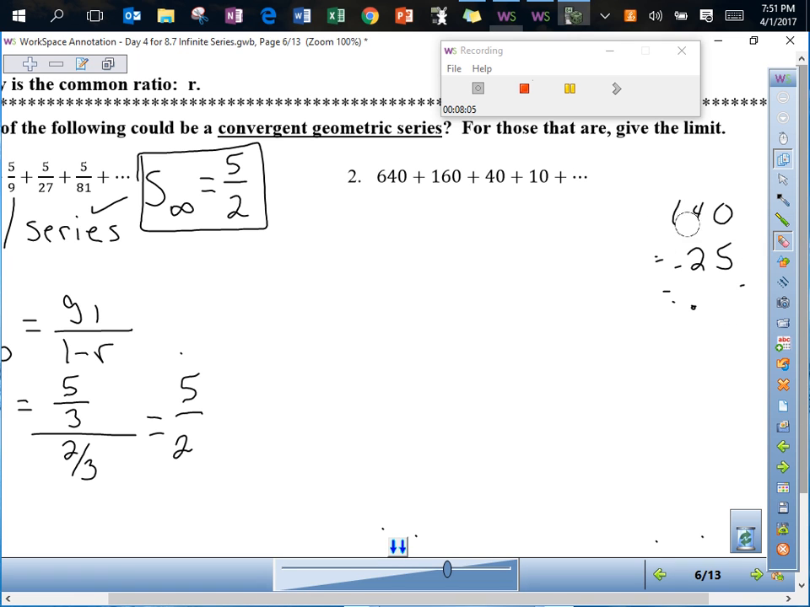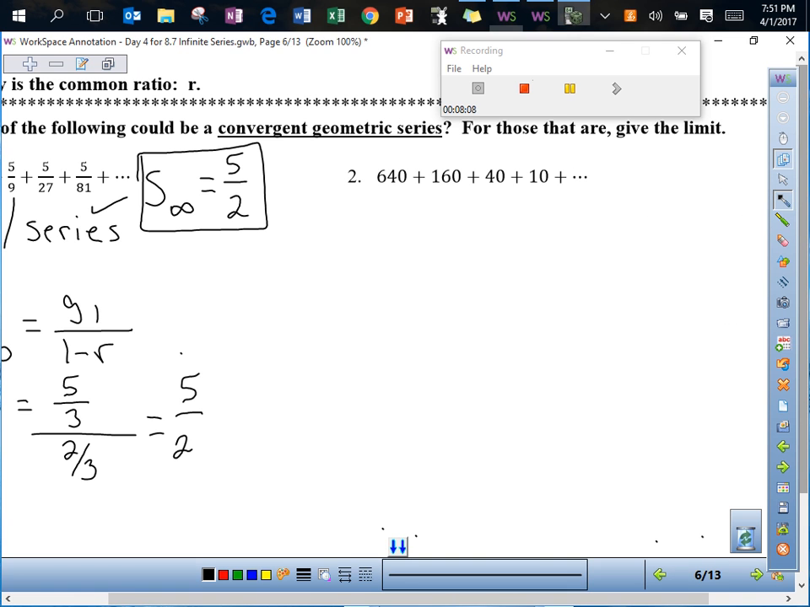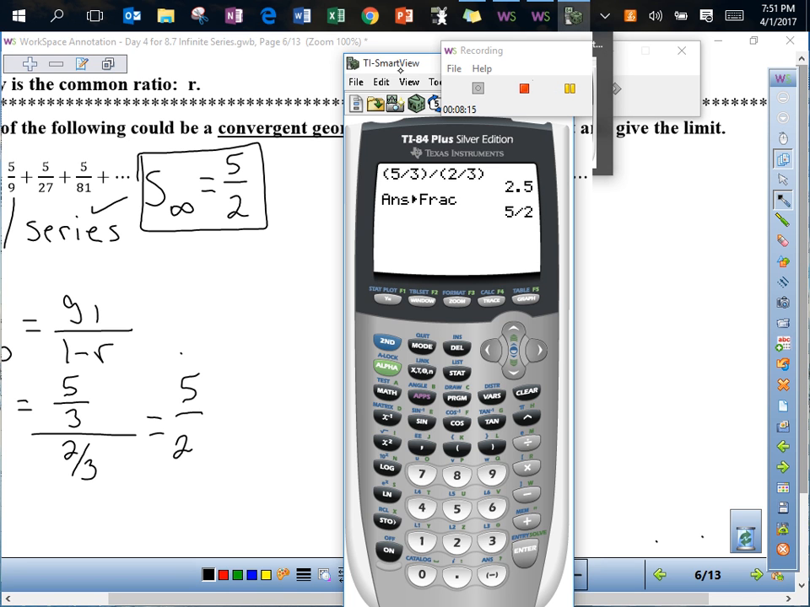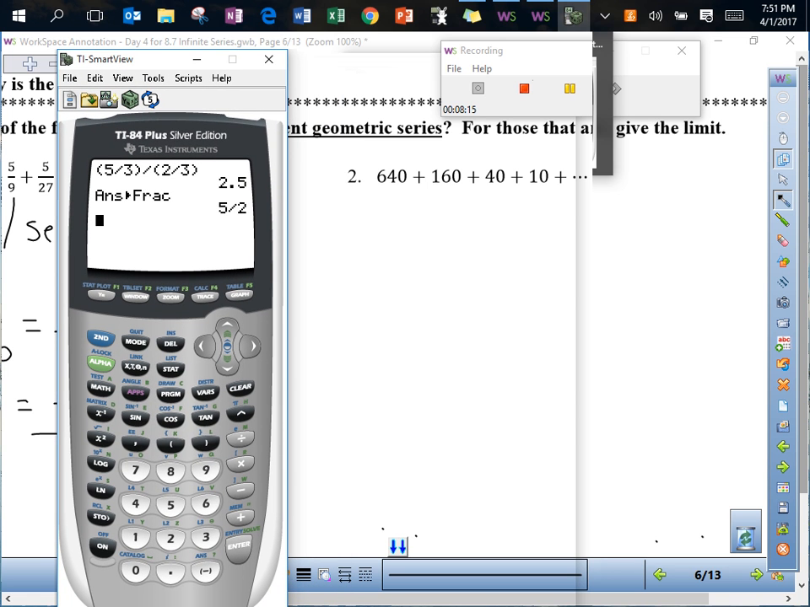So jump over to your number 2 if you would. It's a series, but now let's make sure that it's a geometric series. So I'm going to come over here. I'm going to take my second term divided by my first term, and I'm at 0.25. Now let's take your third term divided by your second term. Since they're the same, this thing is geometric.